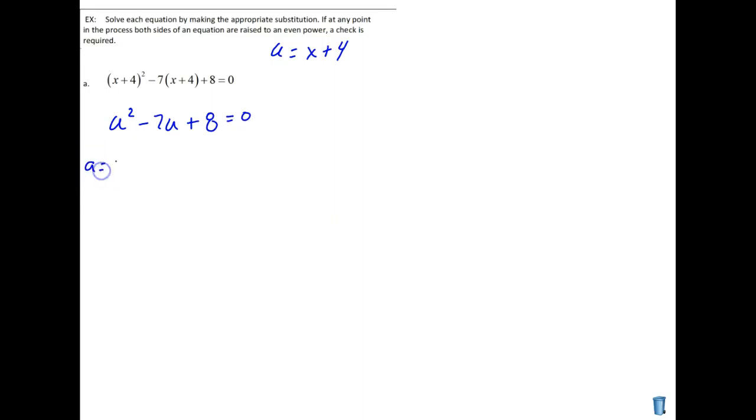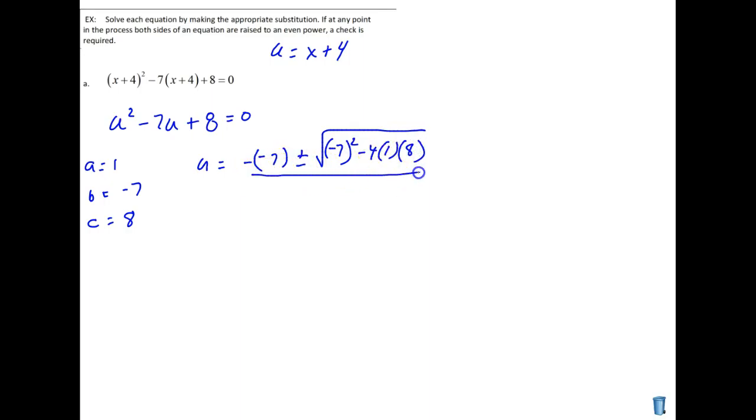Again, I'm going to use the quadratic formula just because I know that it's pretty straightforward for me and it works out nice enough. Okay, so u equals negative 7 plus or minus the square root of negative 7 squared minus 4 times 1 times 8, all divided by 2 times 1.